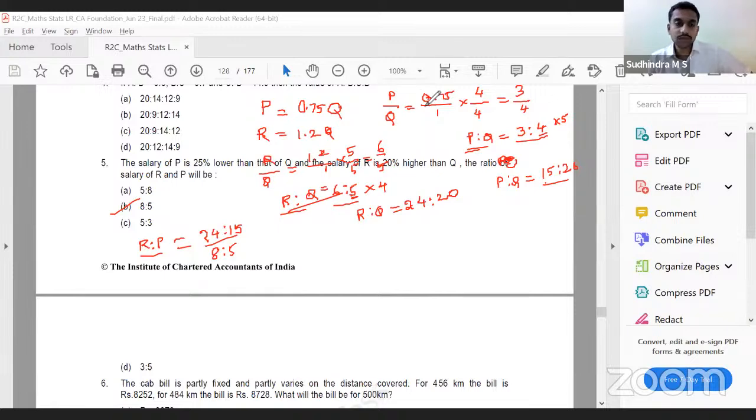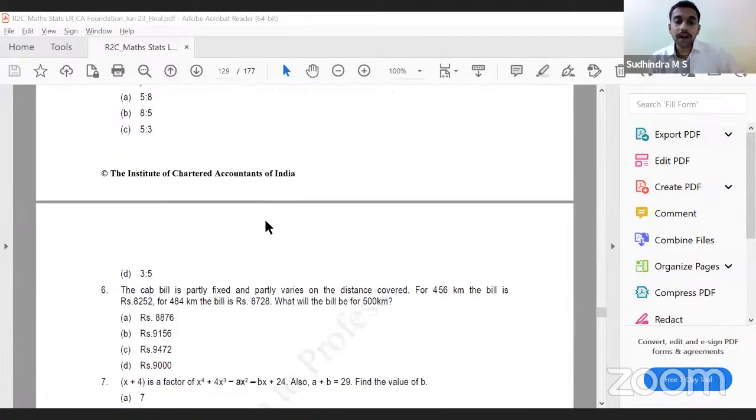Next question. The cab bill is partly fixed and partly varies on the distance covered. For 456 kilometers, the bill is 8252. For 484 kilometers, the bill is 8728. What will be the bill for 500 kilometers? 9,000. Very good. 9,000 is the right answer.